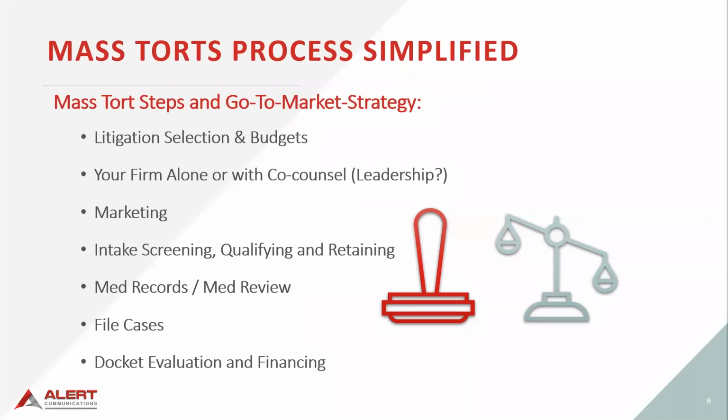But this is it. So really the mass tort steps in the go-to-market strategy are, first of all, you have to choose a litigation selection. Right now you may choose Zantac, or you may do some class action of some type. And then you have to have budgets that are associated. What are the budgets that you're going to be spending to actually acquire those types of cases? Either you're backing into that budget by how many cases you want, or you just have a finite number, like $50,000 I want to spend to get cases.